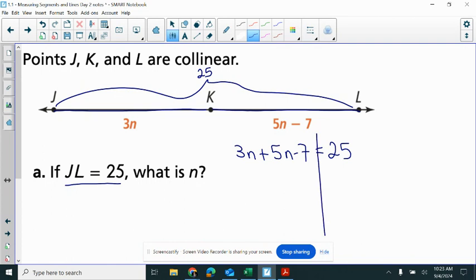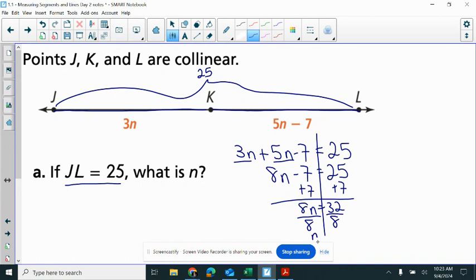At this point, we're just going to solve for n. When I'm solving equations, I always want to simplify first or combine any like terms. My like terms are 3n and 5n, which will give me 8n. And then I rewrite everything else. Then I undo addition and subtraction, so I add 7 to both sides. Divide by 8, and I get n equals 4.